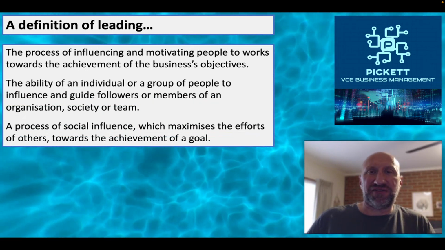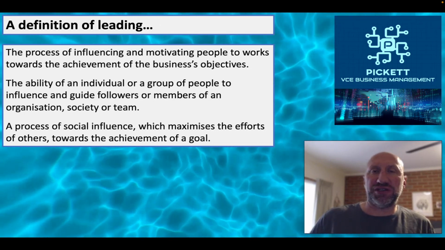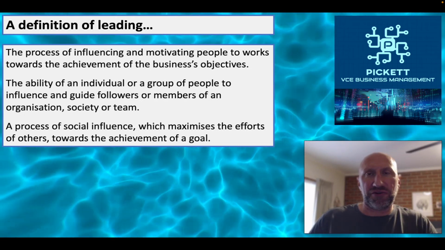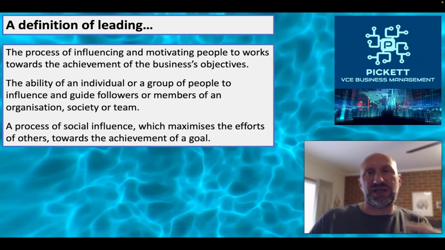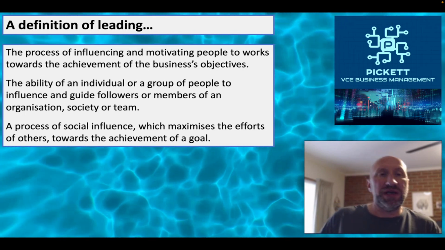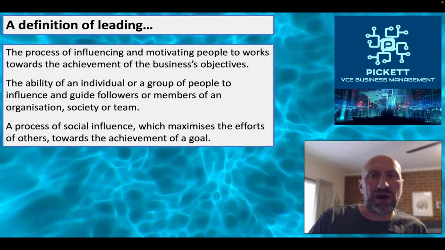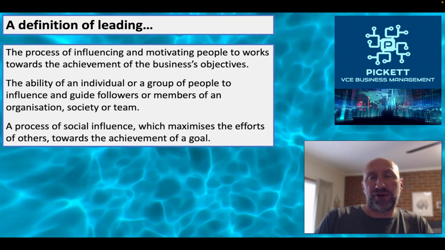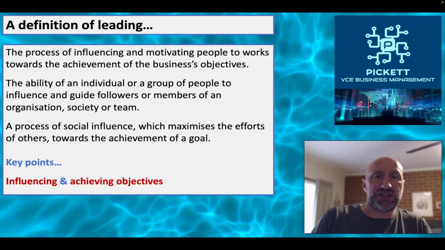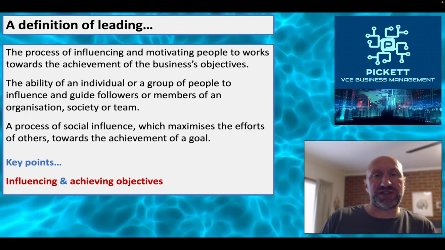definition. You need a definition of leading. What is leading? What is leadership? Three definitions there. Don't write them all down, but look through them. Maybe write down the one that resonates with you or is going to be easiest for you to remember. There's lots of other ways of defining leadership or leading as well. But if you look through all of those 3, and I would imagine any other definition of this, you would see the key points are influencing and achieving objectives.